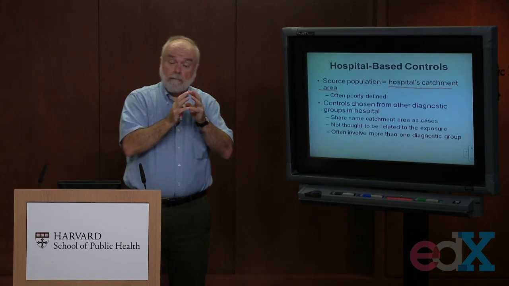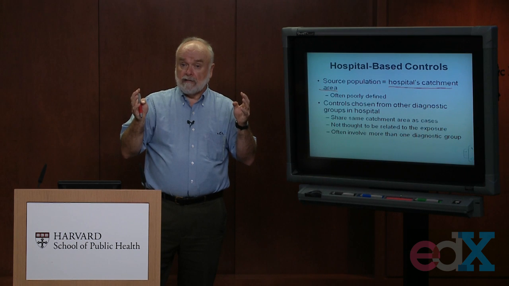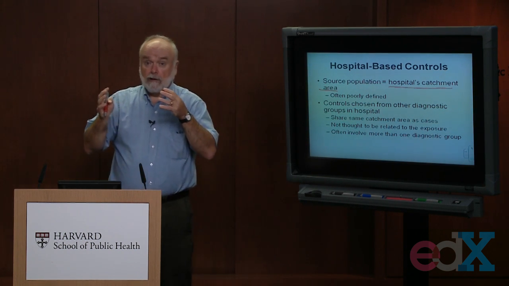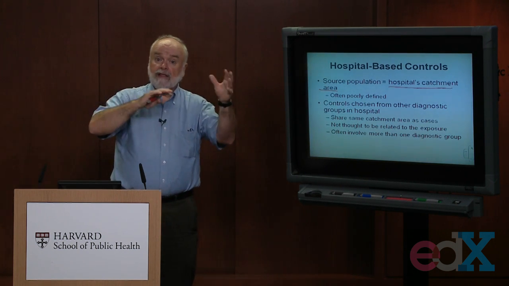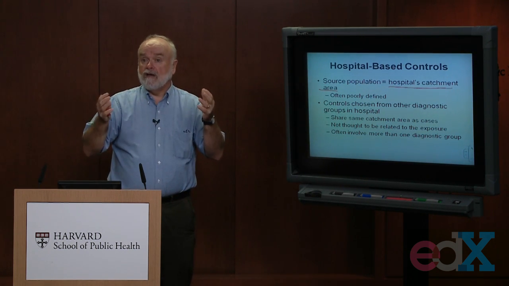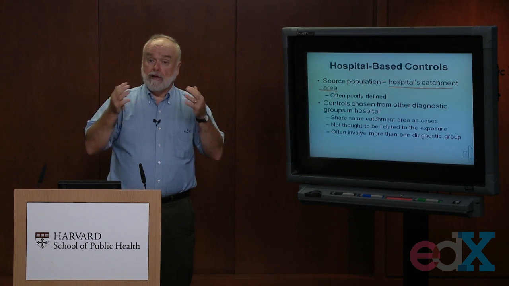The catchment area might be defined by socioeconomic status. This might be a hospital that's serving a low-income population. People, no matter where they live, come to this hospital because that's the only place they can get adequate care based on the resources that they have. Or it might be defined by an insurance policy. If you have a certain insurance policy with a certain company, you have to go to this hospital to receive your care.